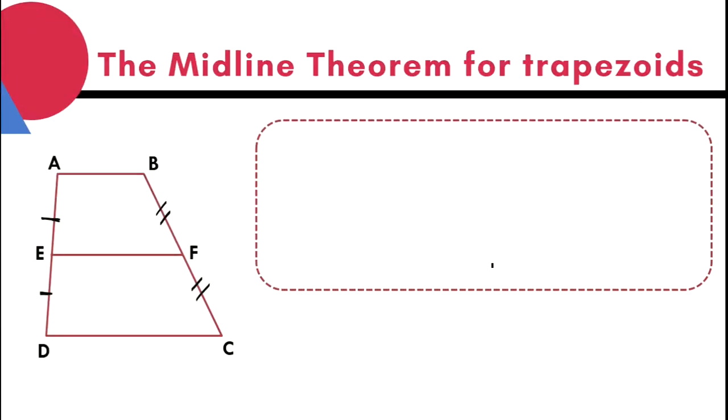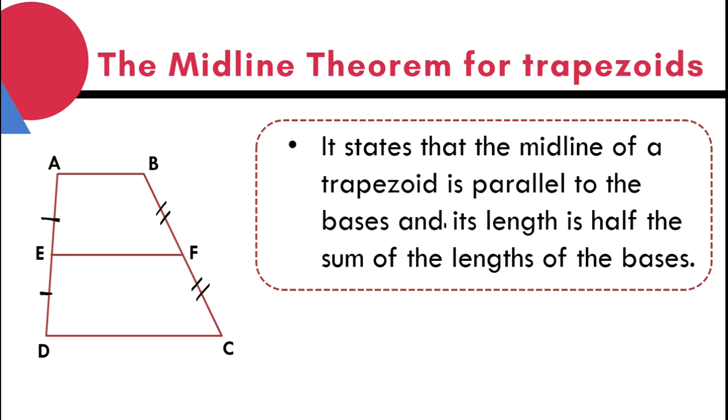Now let's move on to the midline theorem for trapezoid. It states that the midline of a trapezoid is parallel to the bases and its length is half the sum of the lengths of the bases. So for example, given trapezoid ABCD with EF as midline. Here, according to the theorem, midline EF is parallel to our bases AB and DC.